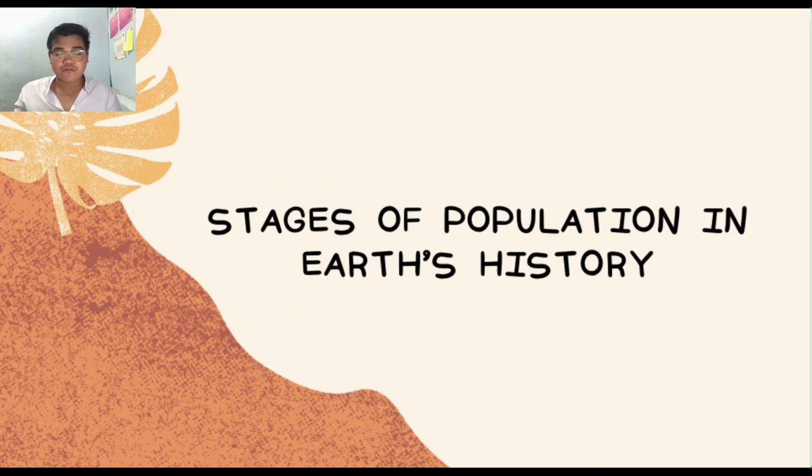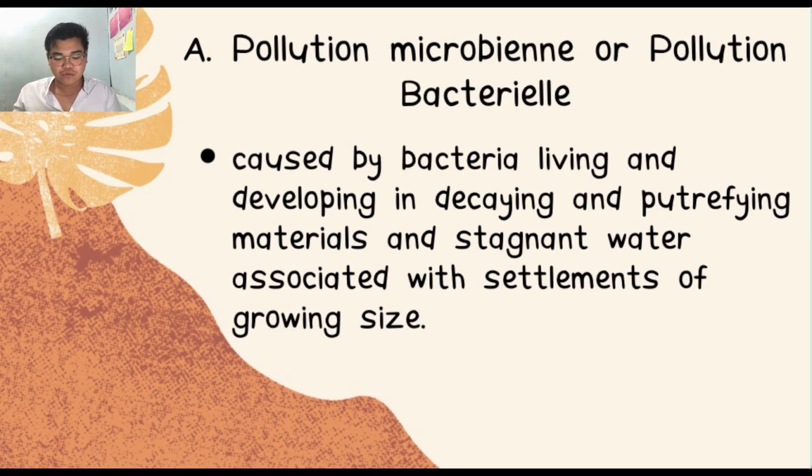The agglomeration of population comes with various stages of pollution in Earth's history. First, we have the pollution microbial or pollution bacterial. This is caused by bacteria living and developing in decaying and putrefying materials and stagnant water associated with settlements of growing size. It is a pollution where you can usually see in waters, stagnant waters, and any other rotting materials.